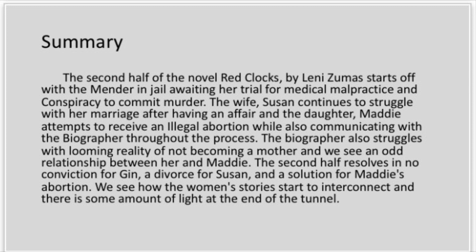So, as a quick summary, the second half of the novel Red Clocks starts off with the mender in jail awaiting her trial for medical malpractice and conspiracy to commit murder. The wife, Susan, continues to struggle with her marriage after having an affair, and the daughter, Maddie, attempts to receive an illegal abortion while also communicating with the biographer throughout the process. The biographer struggles with the looming reality of not becoming a mother, and we see an odd relationship between her and Maddie. The second half resolves in no conviction for Jen, a divorce for Susan, and the solution for Maddie's abortion. And we see how all of these women's stories start to interconnect and how there's some amount of light at the end of the tunnel.